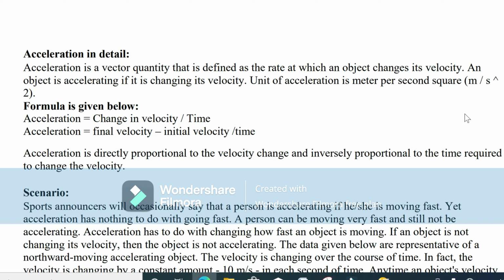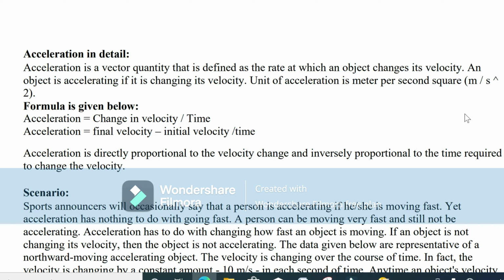If you're talking about acceleration, one thing which is very common to us is the accelerator of a vehicle or of a motorbike. But why are we calling this an accelerator? Is there any relationship between acceleration and the accelerator of a vehicle? Let us discuss acceleration in detail, then we will relate these two with each other.